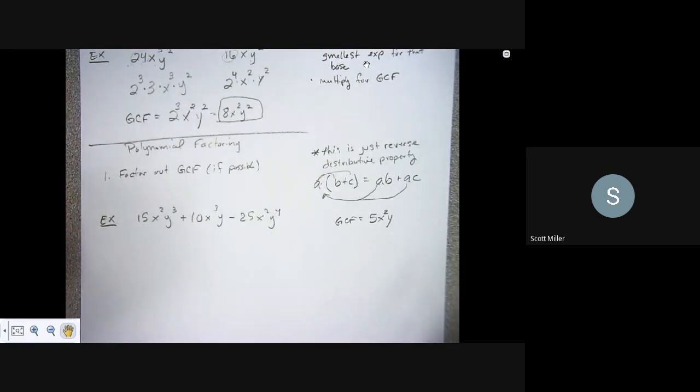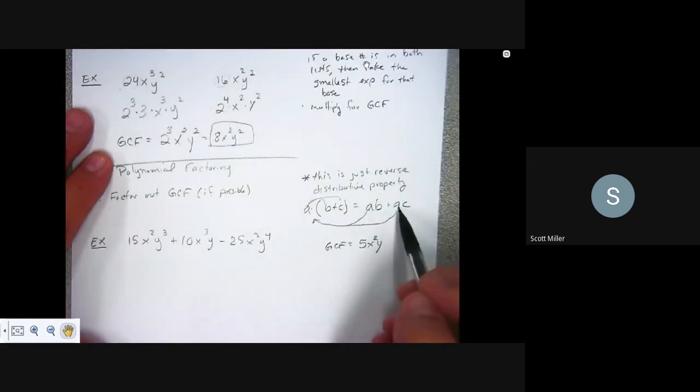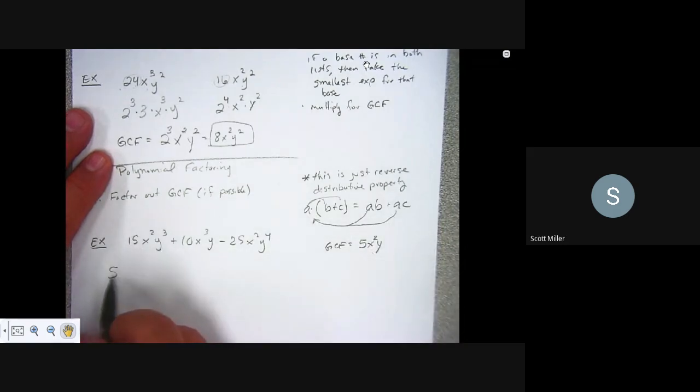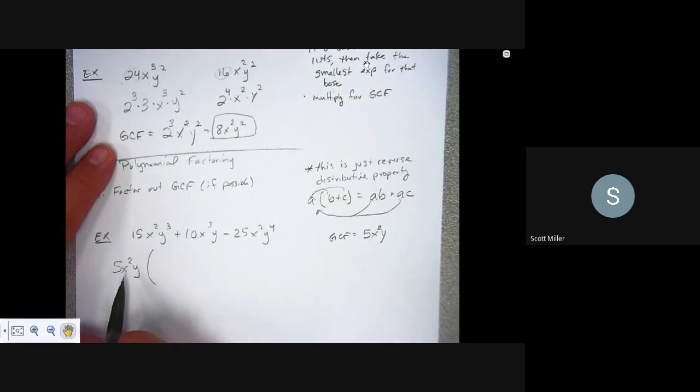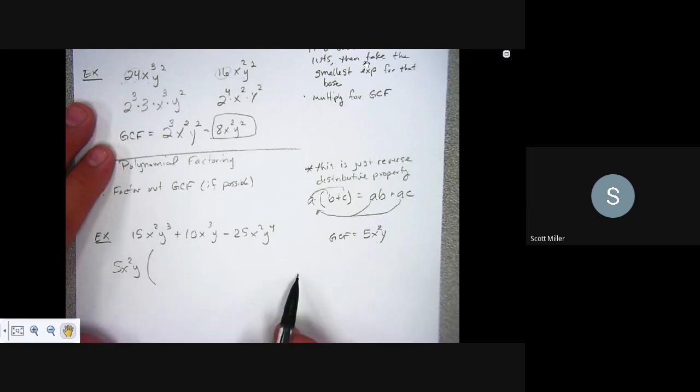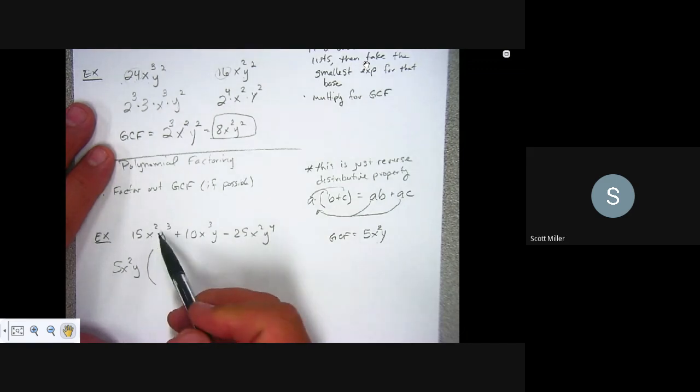To factor this means to write it as a product. The product will be between the greatest common factor and whatever is left over. We have to undistribute this from these terms. So 5x squared y is on the outside. There will be three things in here. 1, 2, 3. Three things in here. Do one at a time. You can do it as a division, so this divided by this will be this.